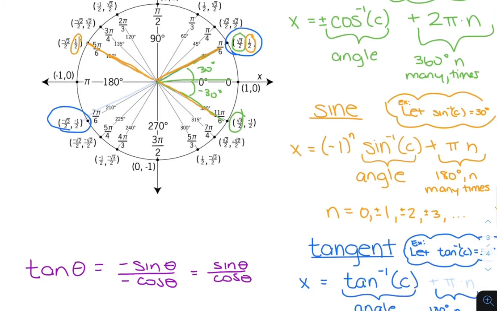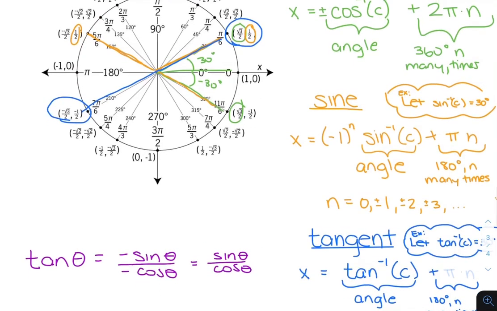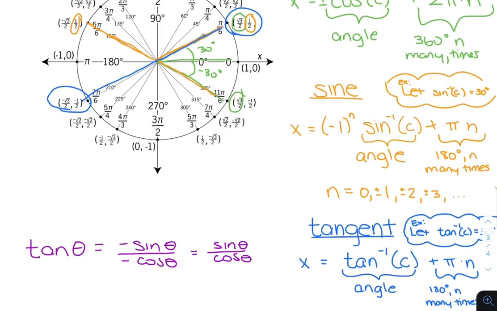And to get from this angle to this other angle, we had to go around 180 degrees. So we can add pi, which is the same thing as 180 degrees, and we can do that n many times. And that's it for the general solution for tangent.